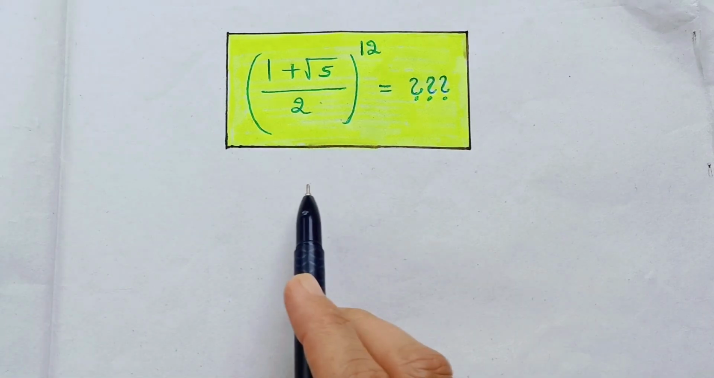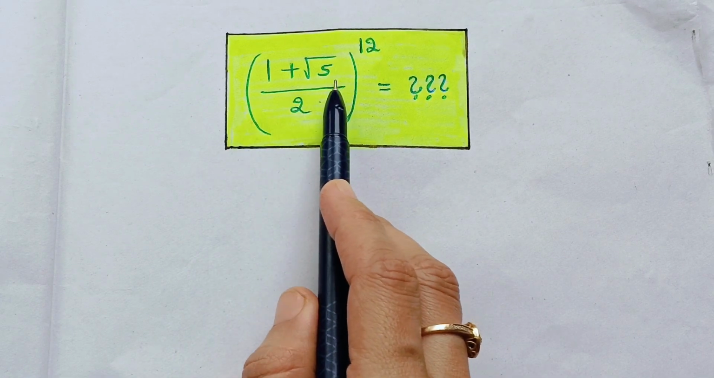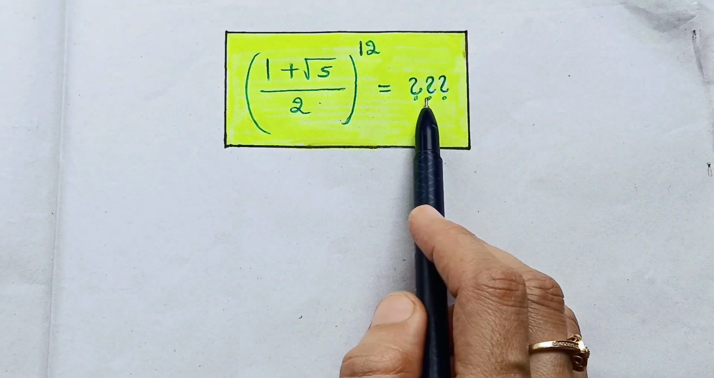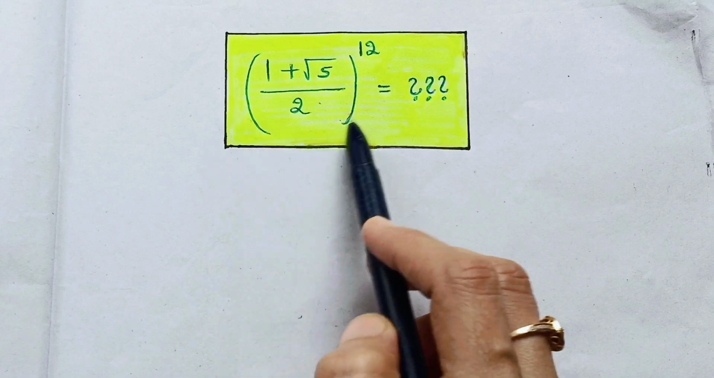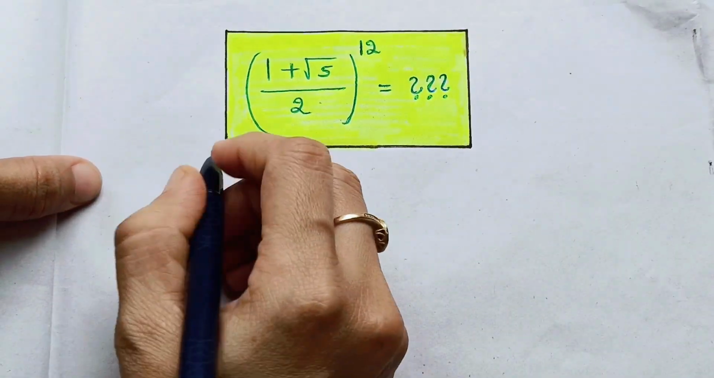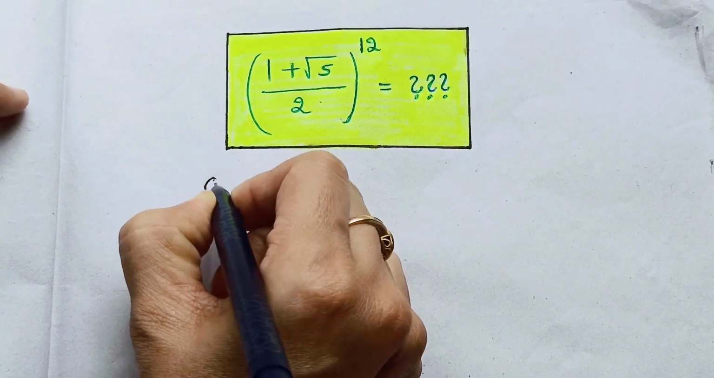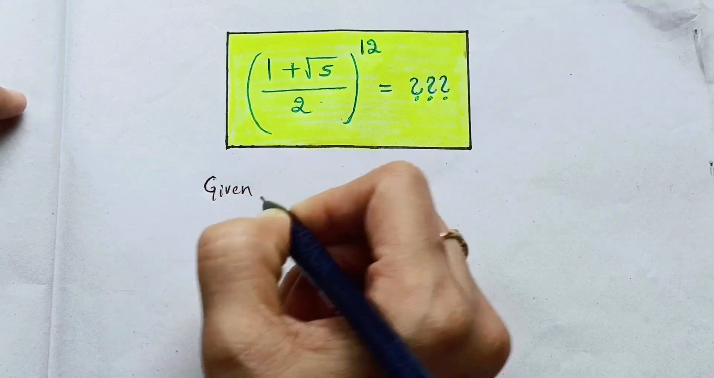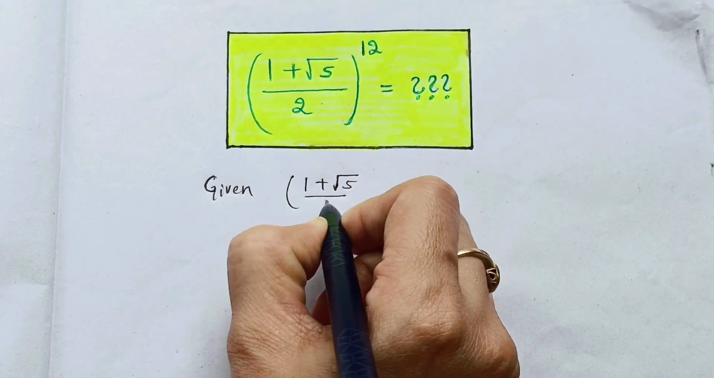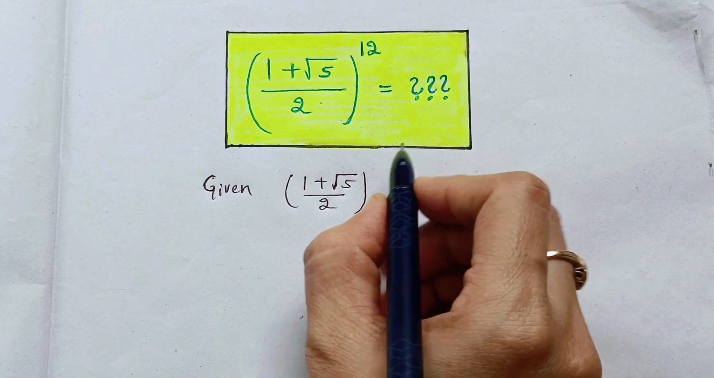So today we are going to solve this question. Our question is ((1 plus square root of 5) divided by 2) whole power 12 equal to? We have to find out the value of this entire term. Okay, let's start. First of all, I'll write what is given: (1 plus square root of 5) by 2.